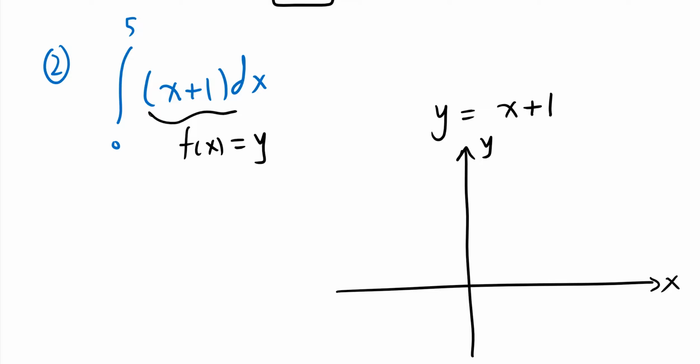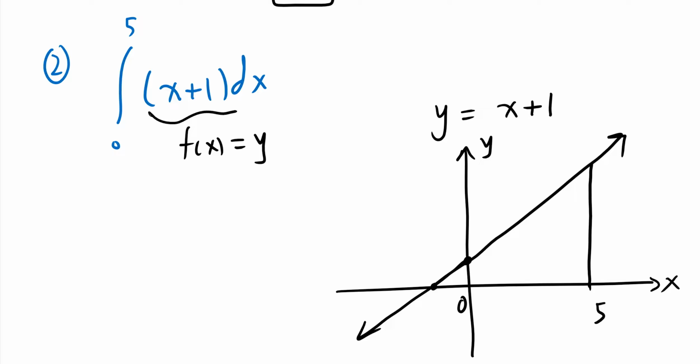I'm going to graph it: when x is 0, y is 1; when y is 0, x is negative 1. So we go from 0 to 5. Say 5 is here, at 90 degrees. So it's going to be all of this. That's the area I need to find out. Okay, so how do we find the area of this?